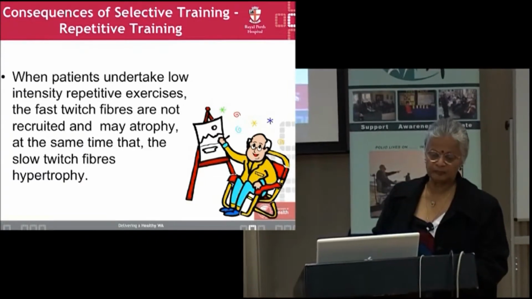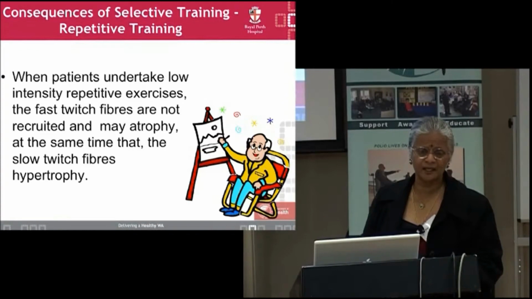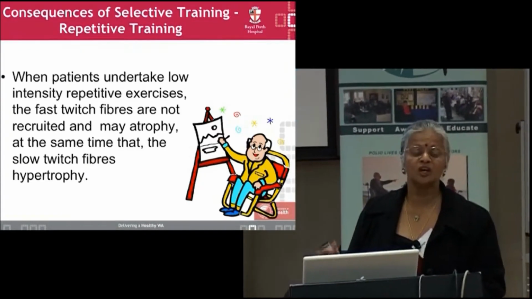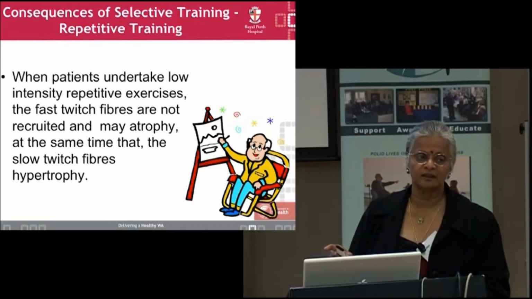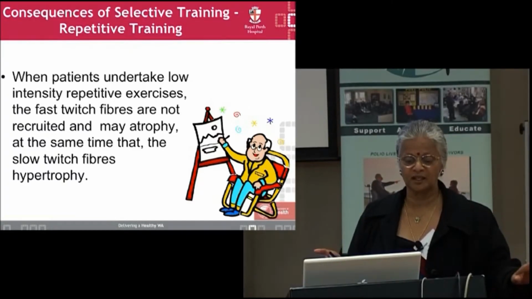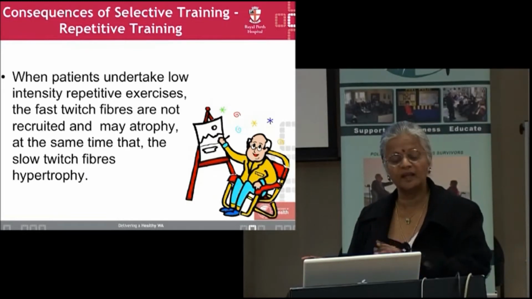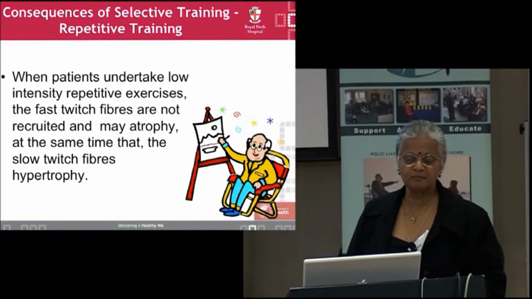Consequences of selective training. When a patient undertakes low intensity repetition exercise, low intensity means not so much loading, but you're doing it again and again, the fast twitch muscles are not recruited, okay? You're recruiting selectively only the slow twitch muscles. And therefore, the fast twitch muscles, because you're not using them in your training, they will atrophy, they will get smaller. At the same time the slow twitch fibers hypertrophy.